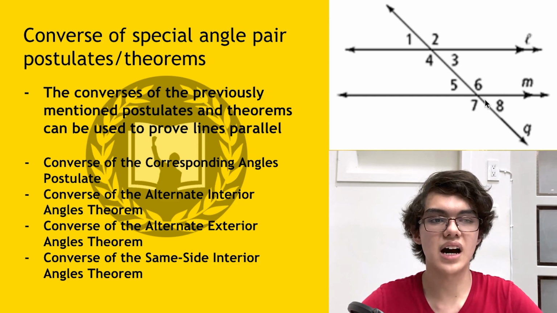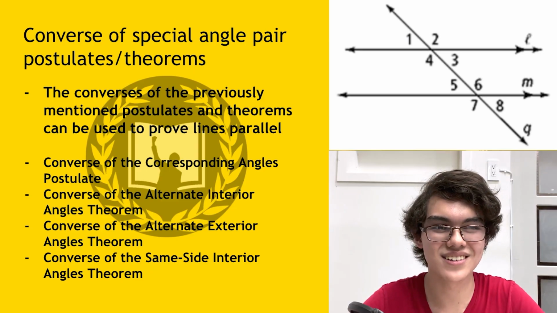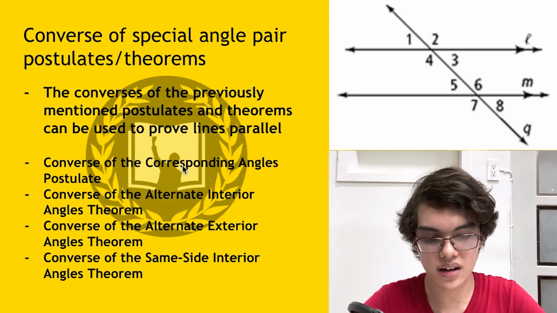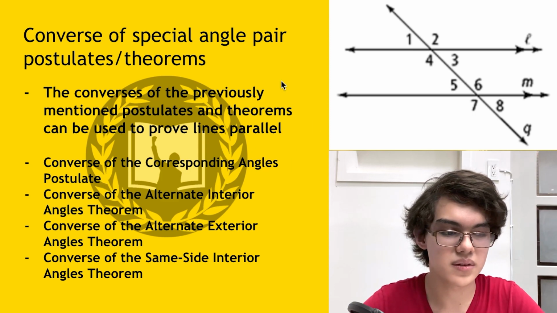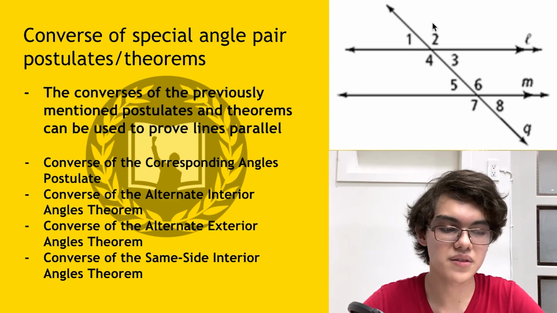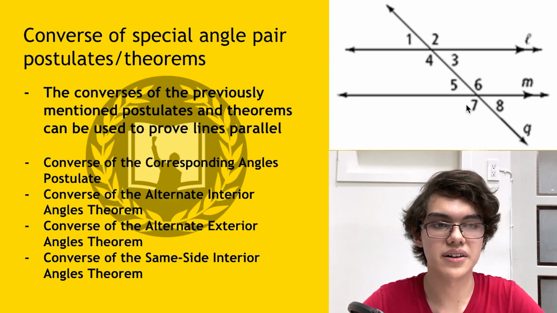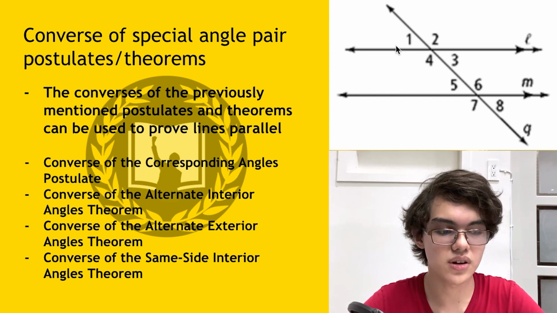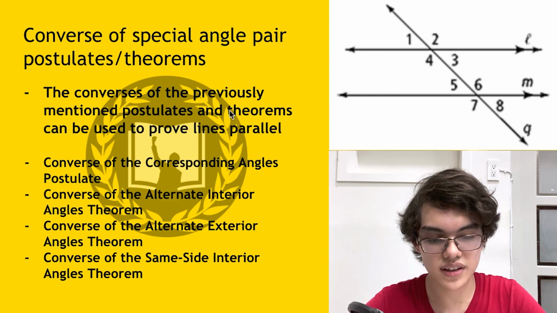So basically we're doing the opposite here. We know that the angles are congruent, and we want to prove the two lines parallel. So the converse of the corresponding angles postulate basically means if you have a pair of corresponding angles that are congruent, then you can prove that the two lines being crossed by the transversal are parallel. And this all goes for all the other ones.